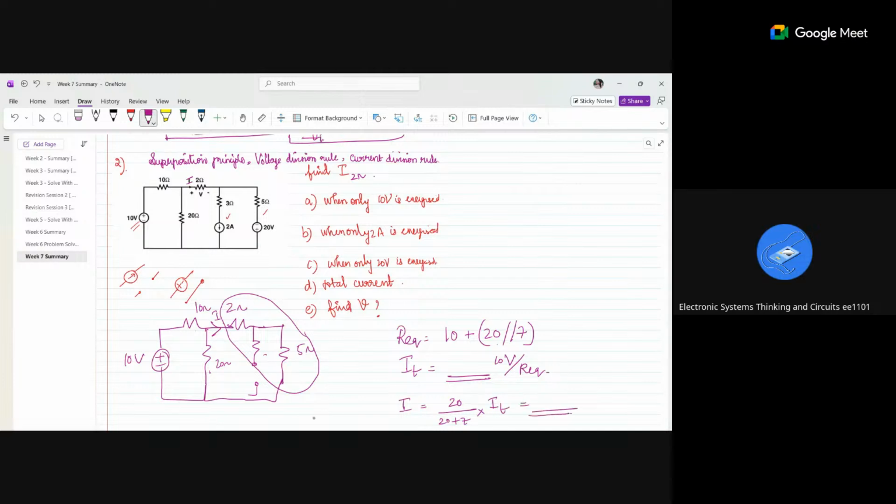Did you guys get the answer? What is the value of I? 0.487. Yes, exactly, it's 0.487 amperes. Now, only when 2 ampere is energized. Keep only 2 amperes. Tell me what is the current through the 2 ohms. 0.731.